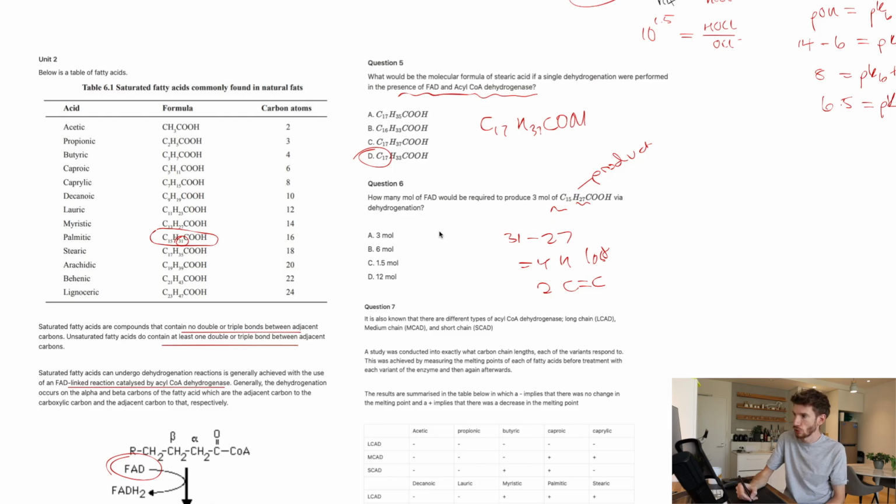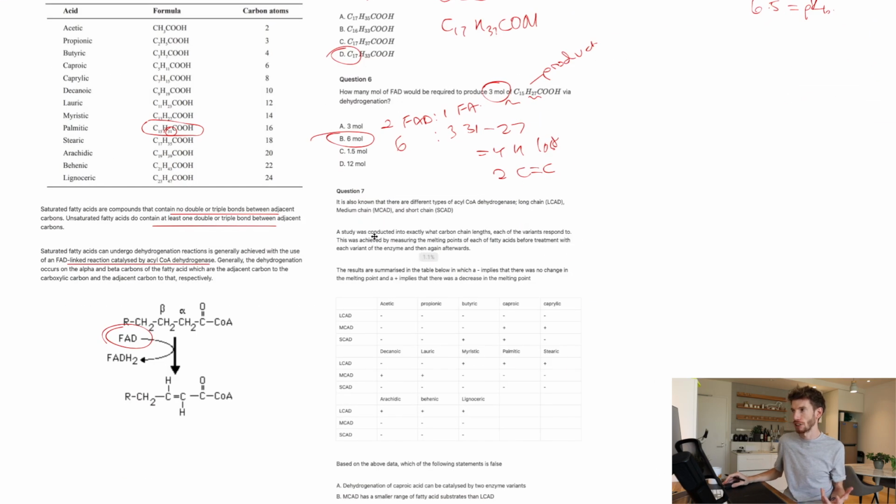So that is a 2-to-1 ratio, right? There is a 2-to-1 ratio. So 2 FAD to every 1 fatty acid, we'll just say like that. So if we're trying to make 3 mole of fatty acid, we would need 6 mole of FAD. And then that will be option B.